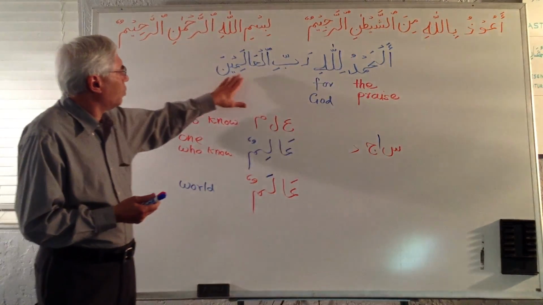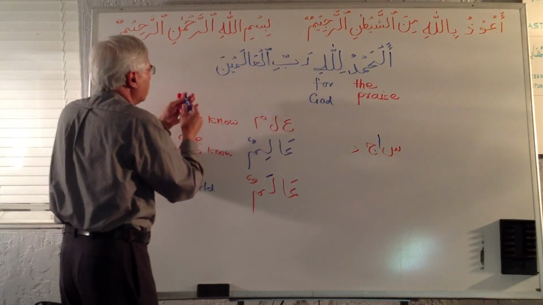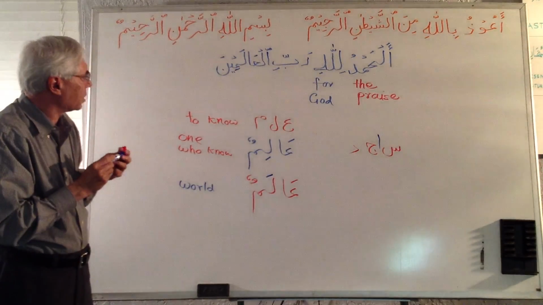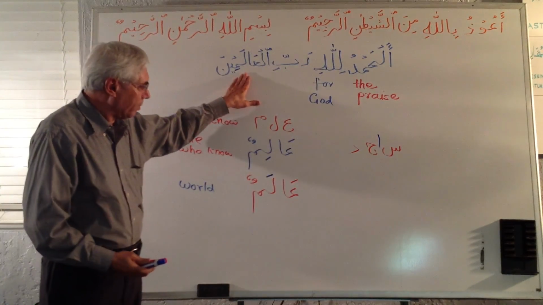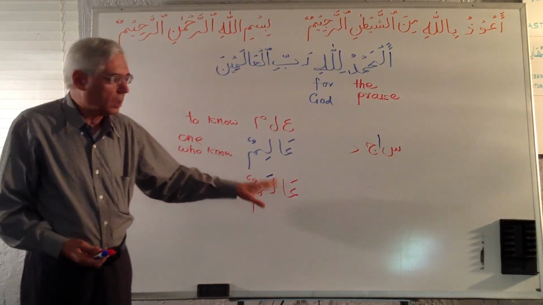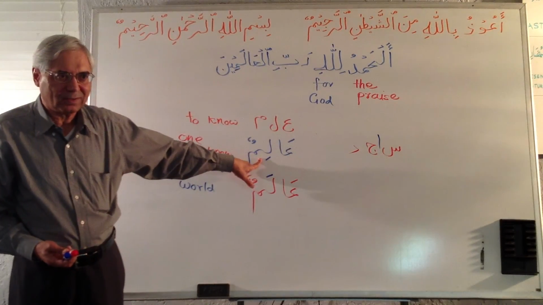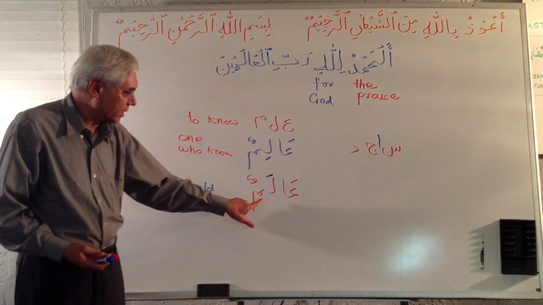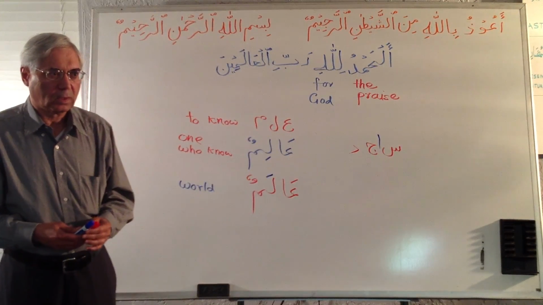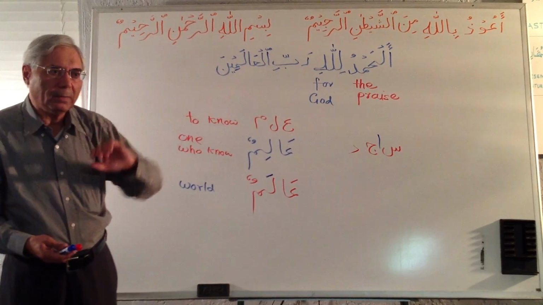So this word alamin, this lam has a fatha and this mim has a kasra under it. Alamin is the plural of alam. If it was alimin, it would be the plural of alim. But here it is alamun. Its plural is worlds. Alamun means one world. Alamin means many worlds.